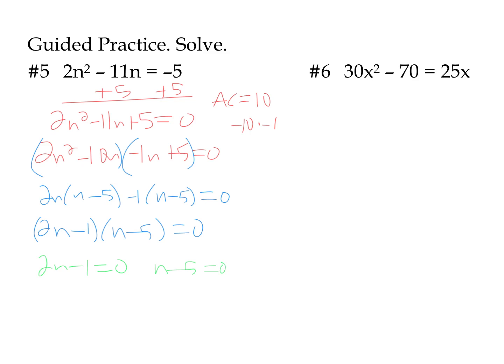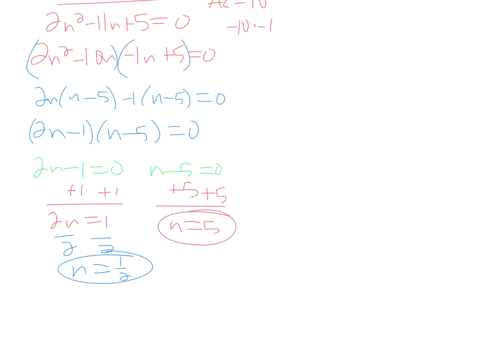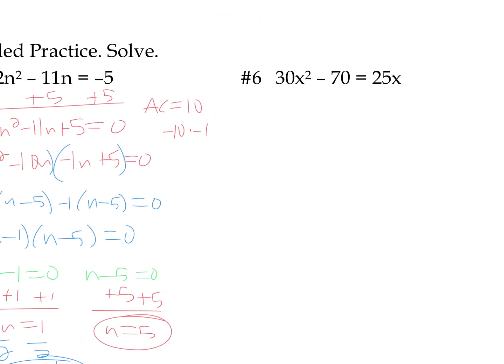So in that first one, 2n minus 1 equals 0. I'm going to add 1 to both sides and I'll get 2n equals 1, and then I can divide both sides by 2 and get n equals 1/2. And then the second one, I can add 5 to the second factor set equal to 0 and get n equals 5. So my two solutions would be 1/2 and 5. And you can plug them back in and make sure that they worked if you want. That's one way to check.